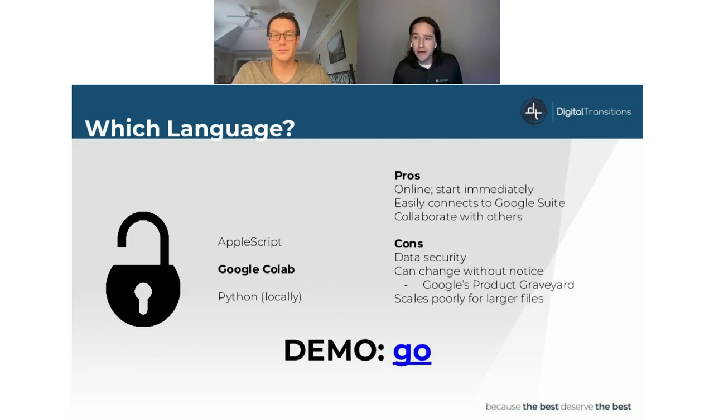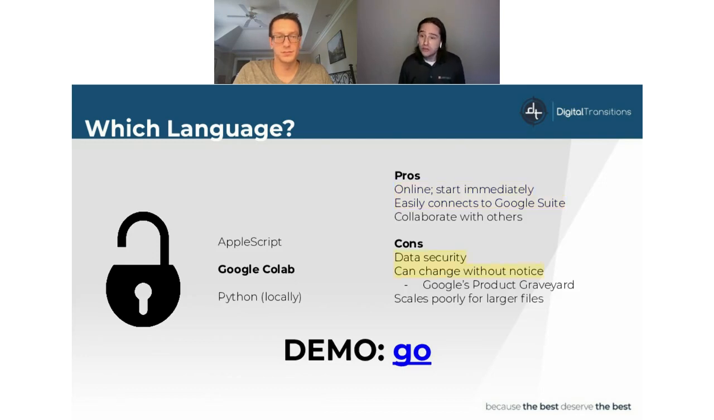Since Google Colab may not be as familiar to everyone, let me start with some background before showing an example. Both the pros and cons of Google Colab stem from its nature as an online service provided by Google. Because it's online, there's nothing to install before you start using it, and it's natively easy to collaborate with others and to connect to data or documents inside the Google Suite.